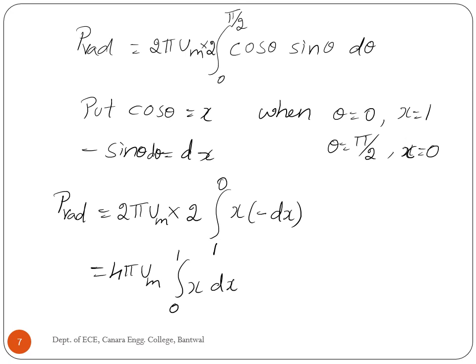Therefore, radiated power is equal to 4 pi Um times x square by 2, with limit 0 and 1. Substituting the limit value, we will get the radiated power is equal to 2 pi Um.